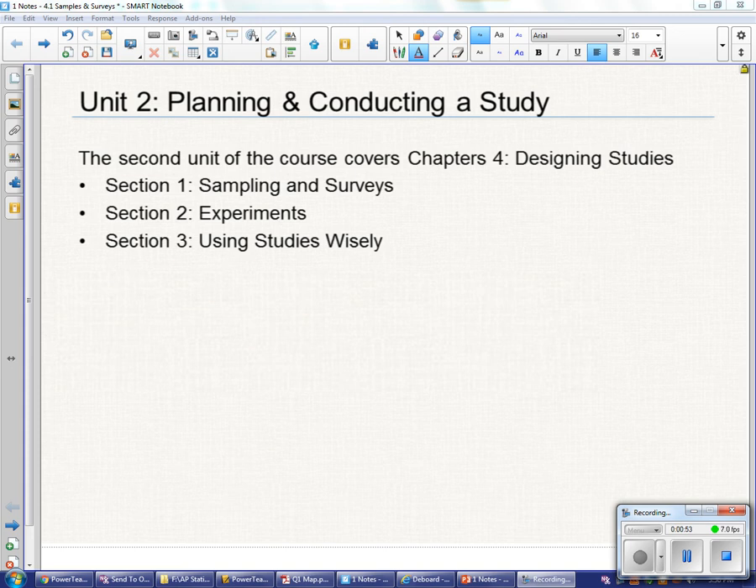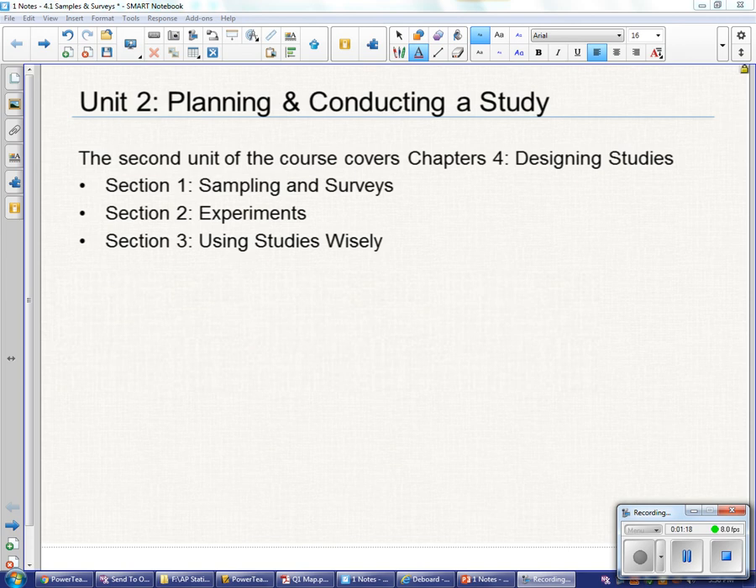Now that you have a good understanding of the different types of data that are available and the different types of things you can do with data, we're going to talk about how to actually collect data. So Unit 2 is all about methods for collecting data. And there are essentially two methods that we use. We have observational studies and we have experiments. Both are very important, but both have very, very different purposes.